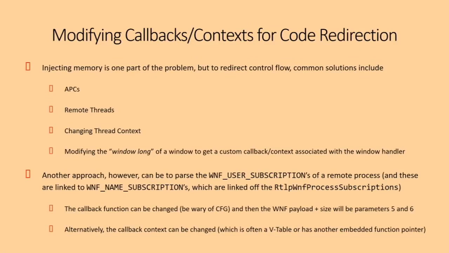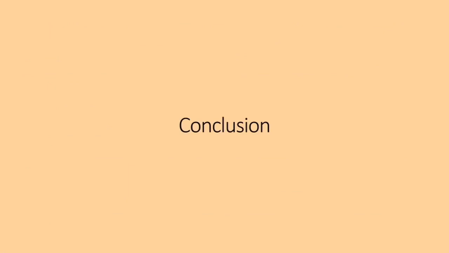Or you can modify the context. A lot of WNF callbacks get a context, and based on that context, there's a vtable there, or there's another function pointer there. I could just modify the function pointer in the callback context, signal the WNF ID, the real callback runs, but when it reads its context, it's different, and something else ends up happening. All right, so those are some ideas of things that you can end up doing.